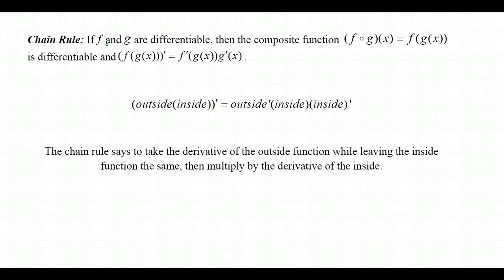Alright, the chain rule says that if f and g are differentiable functions, then the composite function f of g of x, which is also represented by f of g of x in this notation, is also differentiable, and its derivative, so the derivative of f of g of x, is equal to f prime of g of x times g prime of x. So this is a pretty tricky rule to try to understand the way that it's written.